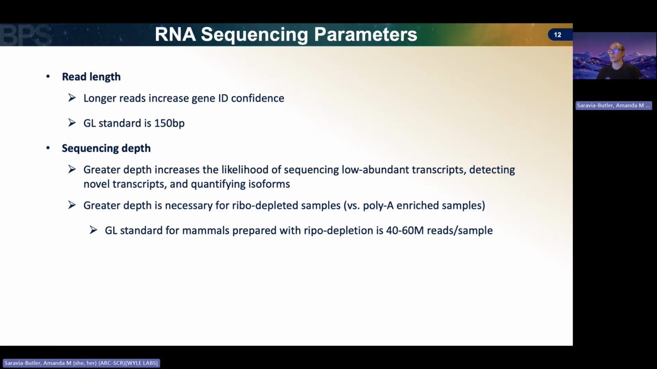In the GL standard for mammals, prepared with ribodepletion is around 60 million reads per sample. Prepared with poly-A selection is around 40 million reads per sample. And also, as a reminder, more biological replicates are usually preferred over greater depth. You really want to increase your N to be confident in your downstream assessment when you're comparing two groups.